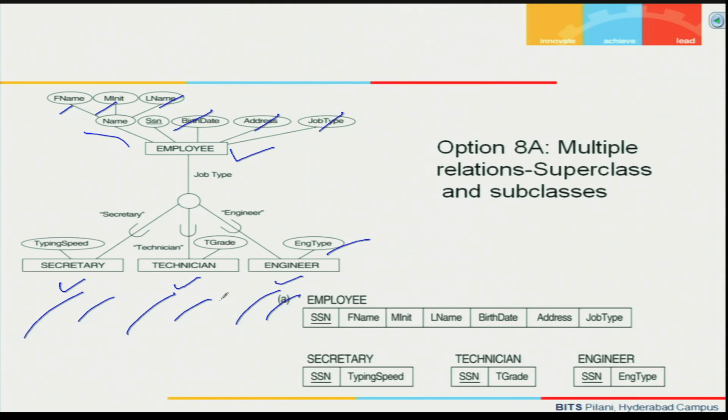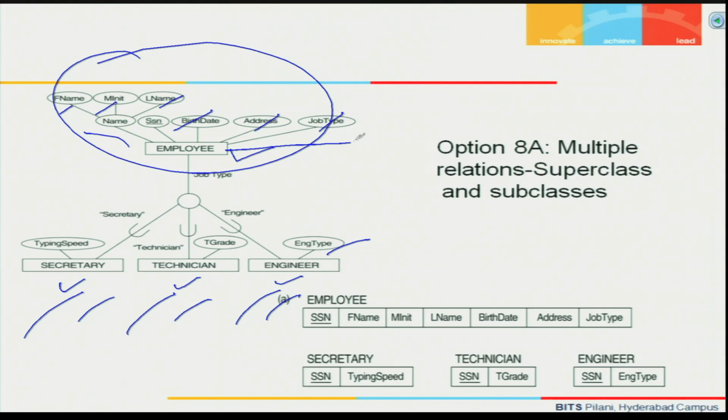The subclasses also inherit all the attributes of their superclass, and if a superclass entity type is involved in some relationship with some other entity type, in this example let us assume there is a department entity type, and this employee is associated with the department entity type, then all its subclasses will also enjoy that relationship. Now when we map this according to the first approach, we will have separate relations for the superclass as well as subclasses. So that is why I will have a separate relation.